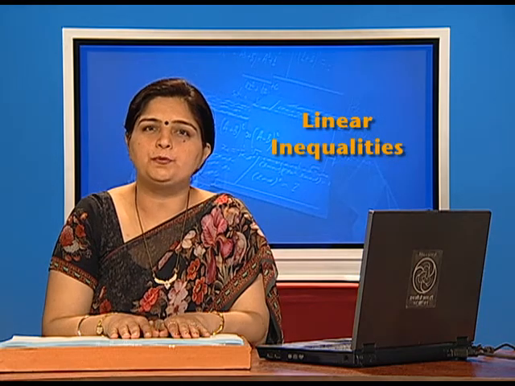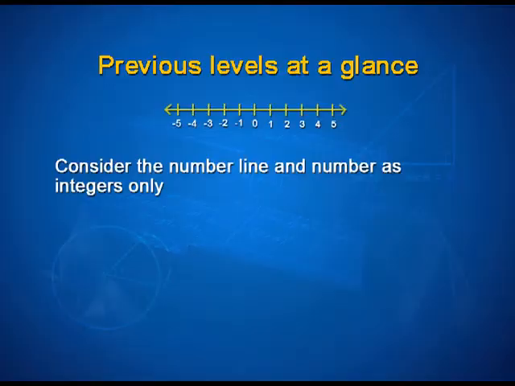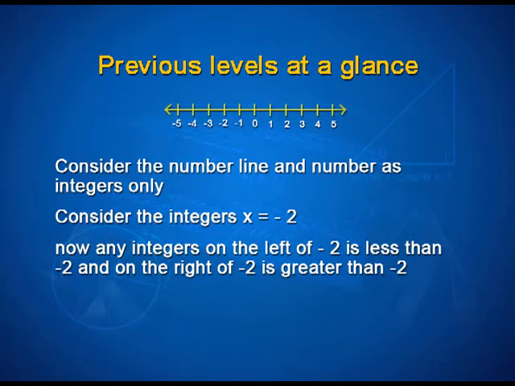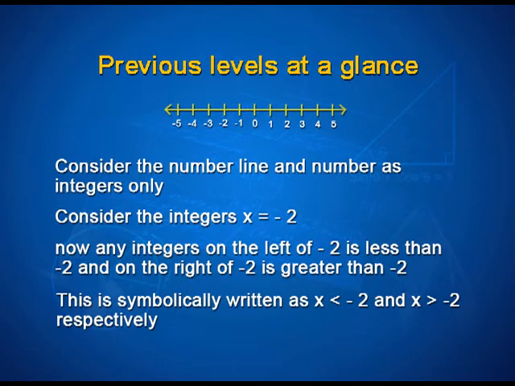Let us have a glance at the previous levels. Consider a number line with integers marked on it. Consider the integer, say x equal to -2. Now, any integer on the left of -2 is less than -2 and an integer on the right of -2 is greater than -2. This is symbolically written as x less than -2 and x greater than -2 respectively.